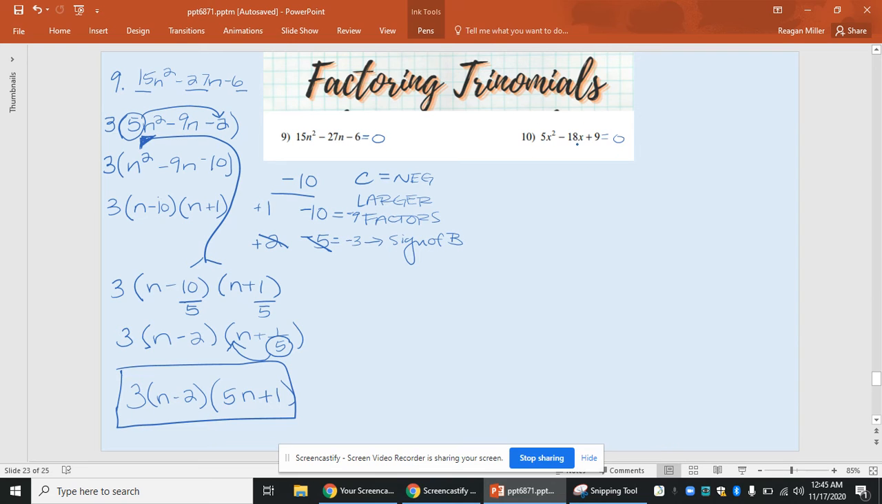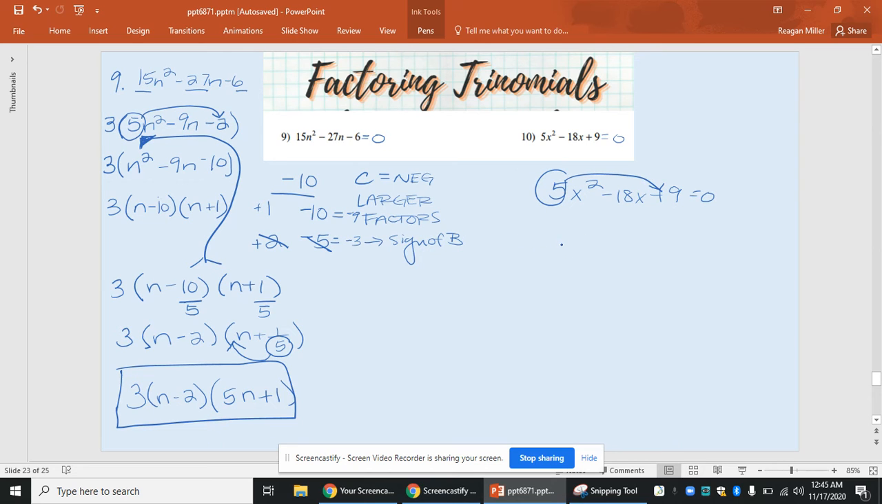All right. Over here, let's look at number 10. It is set equal to 0. This one does not have a GCF. There's no number that divides evenly into 5, 18, and 9. So we'll start from step 3, and we are going to multiply A times C.